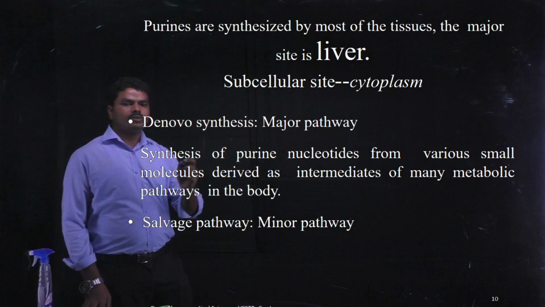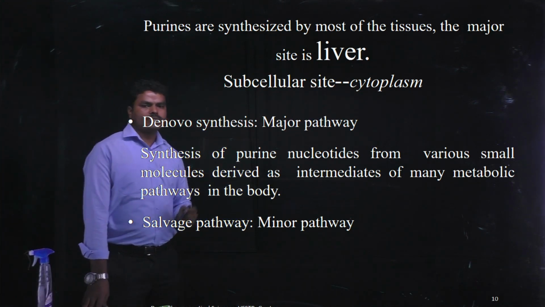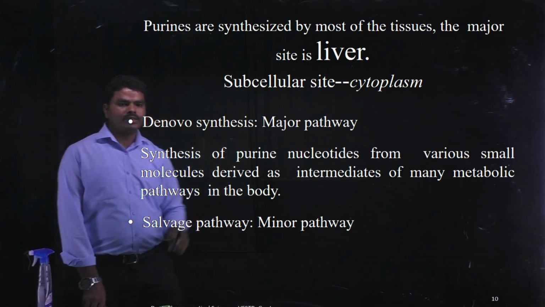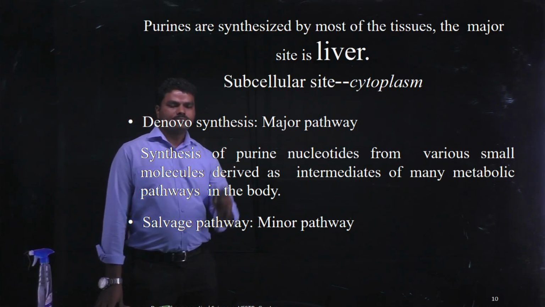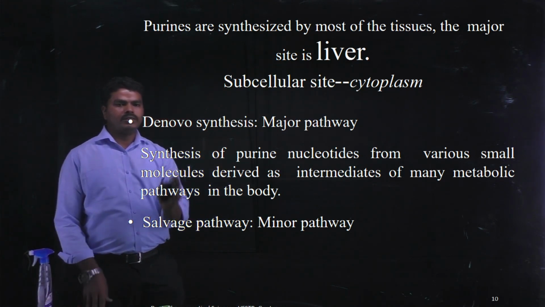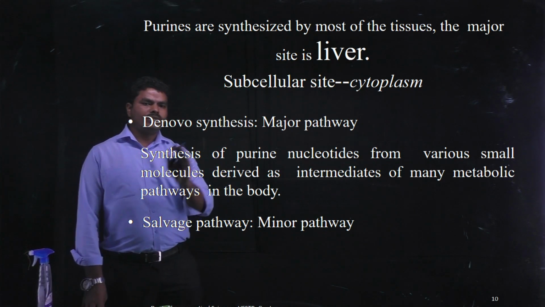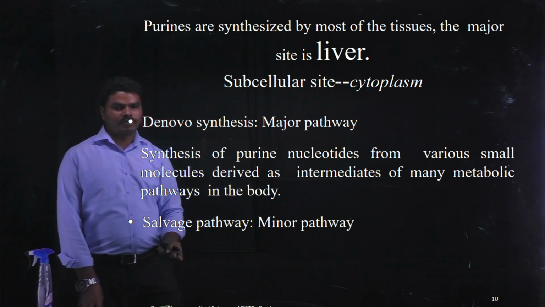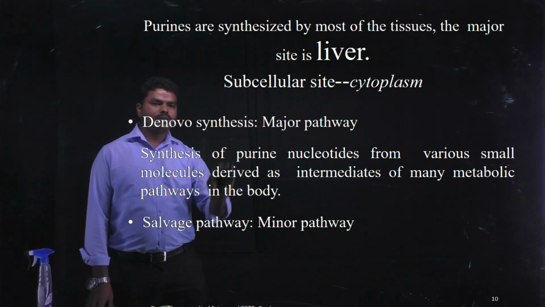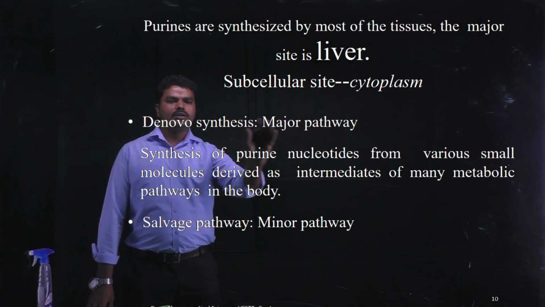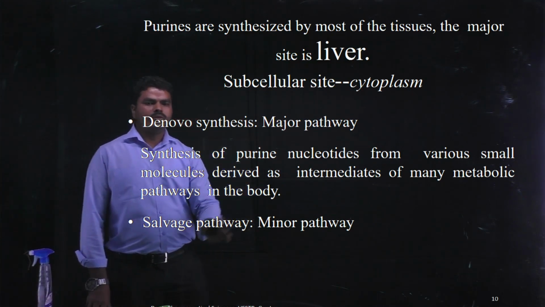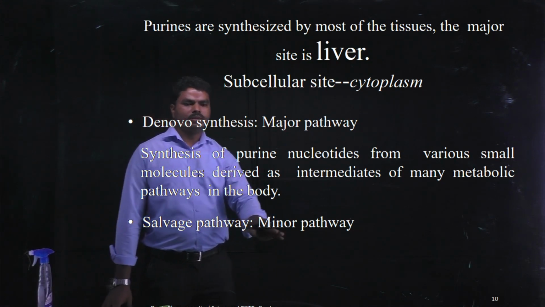There are different pathways for synthesizing the purines. Two pathways are present in purine synthesis. First one is de novo synthesis and second one is the salvage pathway. Of these two, de novo synthesis is the major pathway, so most of the purines are produced by the de novo synthesis process. The salvage pathway is the minor pathway, so a small amount of purines is produced by it.